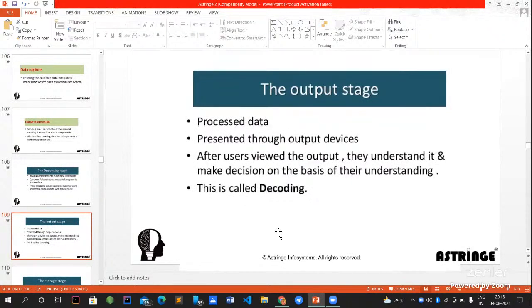Now in the output stage, we have information in a suitable form, so that is the output data we get after the processing of the data. Okay, everything that is presented on your output devices has been given by the preprocessed data. Okay. Now, when the output of your data is being viewed by the users or any of the clients, they always make a big decision on the basis of their understanding, and that is what is called decoding. Okay, decoding and preprocessing all have structural information in them.